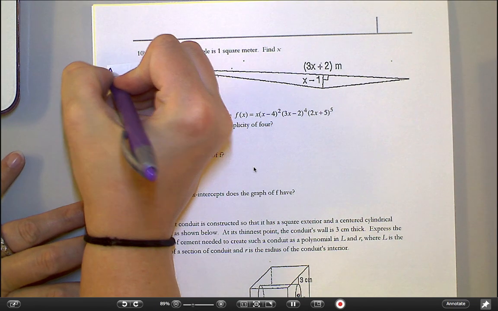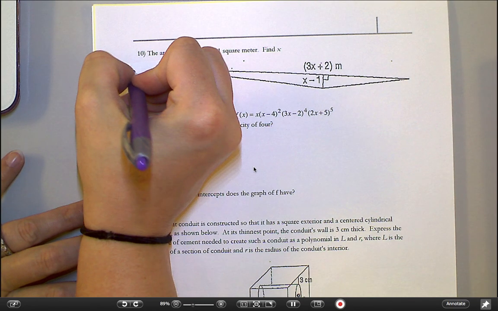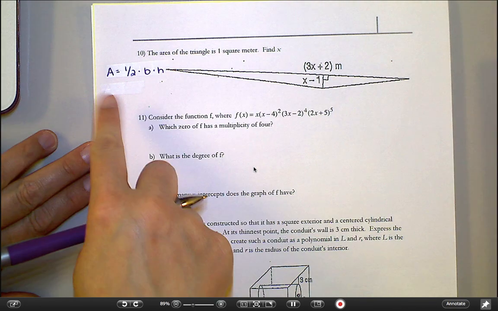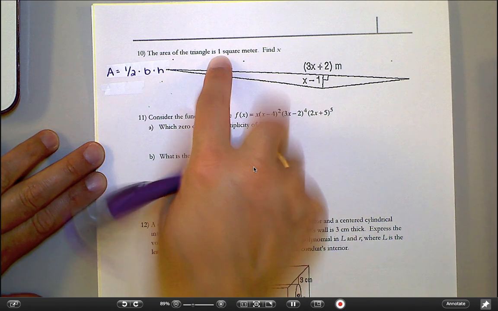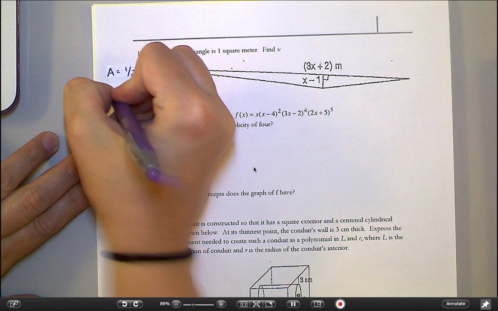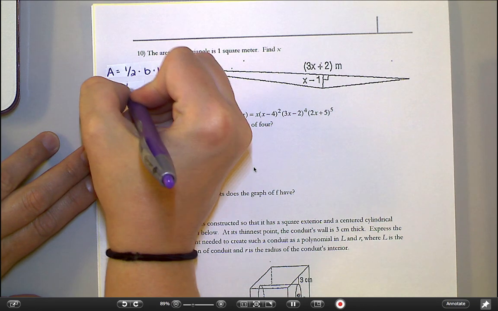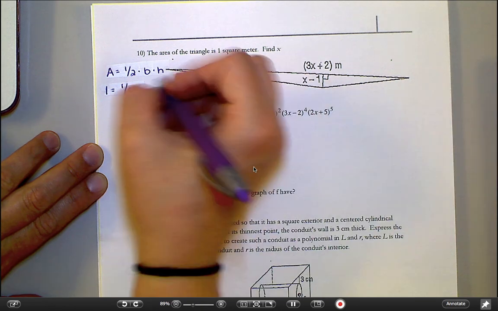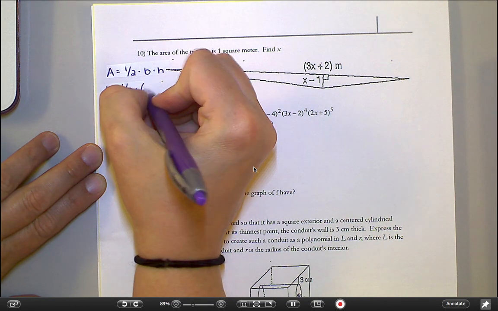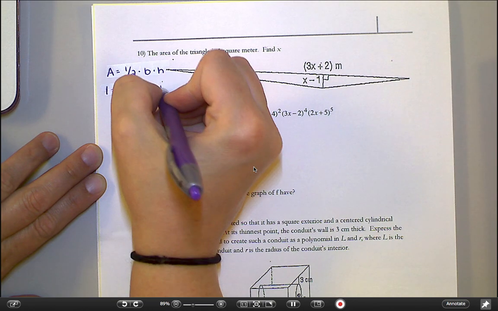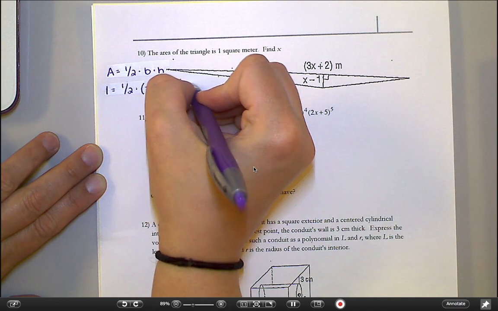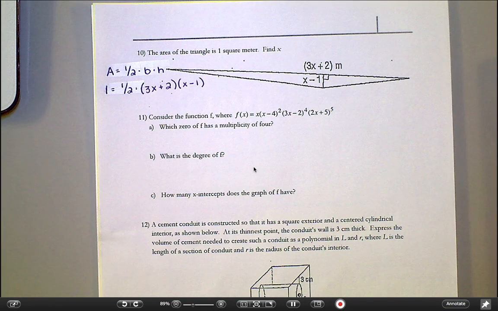The area of a triangle is 1/2 base times height. So I would plug in what we know here. My area is 1, so I'm putting a 1 in for A. So this is 1/2 times base, which really this big long side is my base. That's 3x plus 2. And my height is that teeny tiny x minus 1. Okay, and now I'm just solving for x.